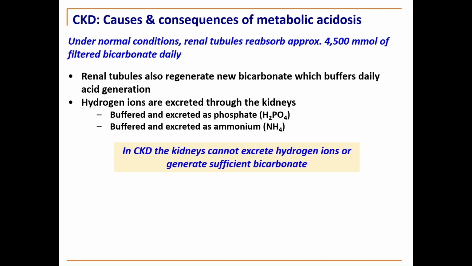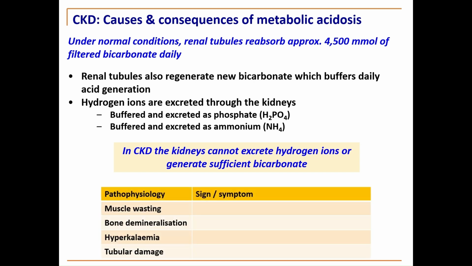And that metabolic acidosis can have multiple effects on the body. It can lead to muscle wasting. It can lead to bone demineralization, hyperkalaemia and tubular damage. What I'd like you to do is press pause and have a bit of a think. Why is it causing muscle wasting? Why is it causing bone demineralization? We talked about that a second ago. How does it make the hyperkalemia worse? And how does it cause tubular damage? So just press pause and have a bit of a think about each of those before we go through it.